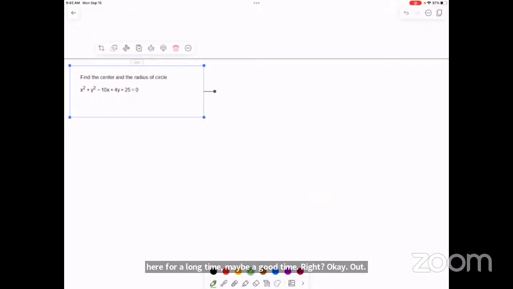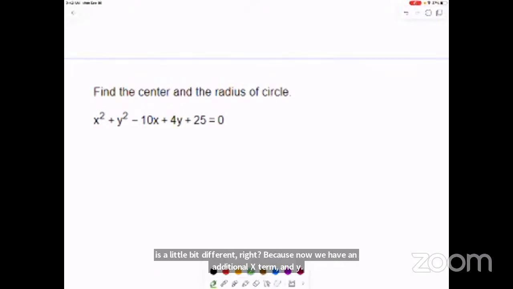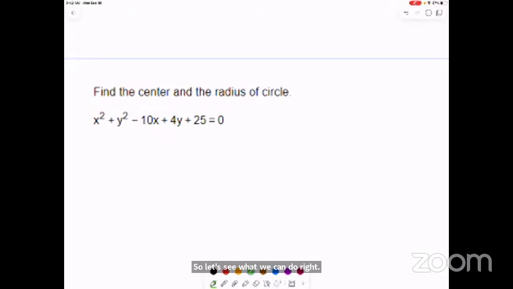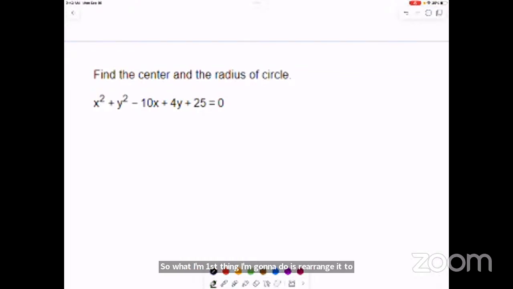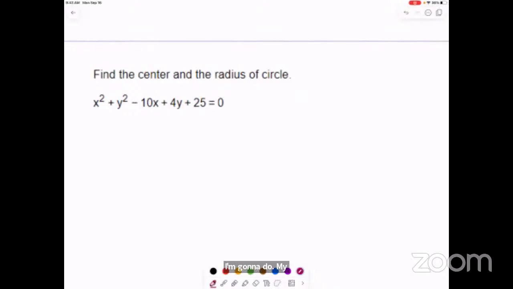Find the center and the radius of the circle. So this is similar, but this one is a little bit different because now we have an additional x term and y term. Let's see what we can do. It has a lot of similar properties as the previous one. First thing I'm going to do is rearrange it to group my like terms. Anything that has x, I'm going to group together, and anything that has y. I'm going to do my x's in burgundy, because this is Morehouse.